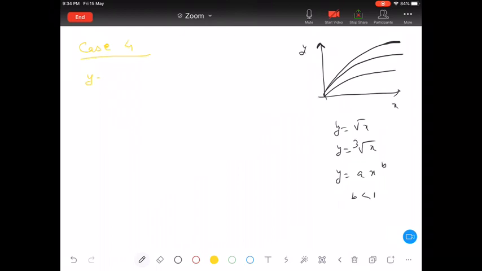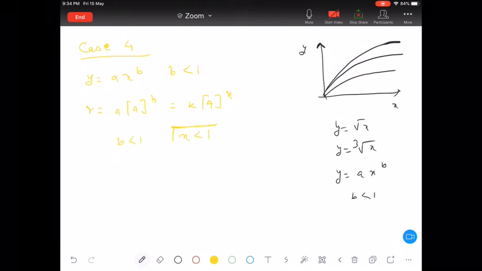Case 4, y is equal to a x to the power b, where b is less than 1. If I compare it with the rate law, R equals a to the power b, and the rate law was given as k a to the power x, where we are writing b is less than 1, which means x will also be less than 1. Is that clear? So what can we say for this case 4?